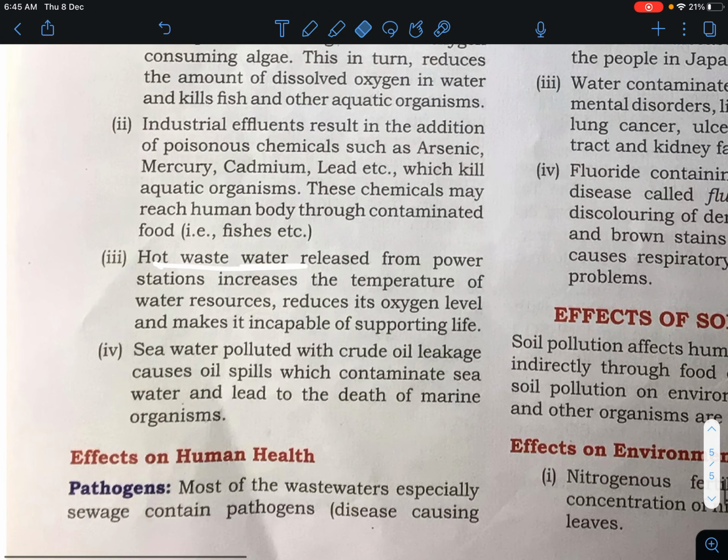Third point is that hot wastewater released from the power station increases the temperature of the water surface. The hot water released from the power station increases the temperature of water resources, thereby reducing their oxygen level and making them incapable of supporting life.